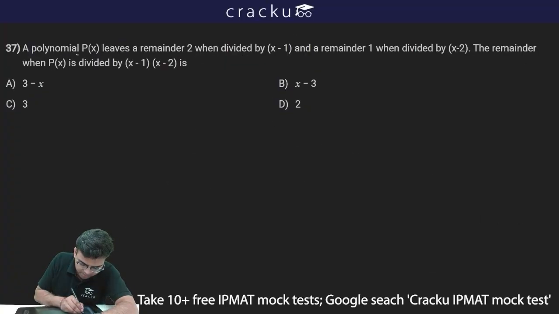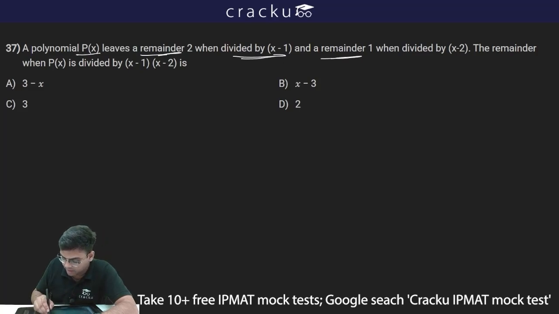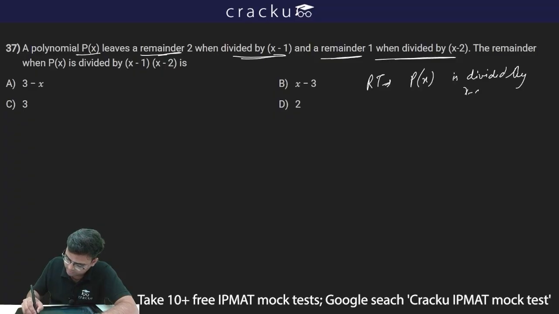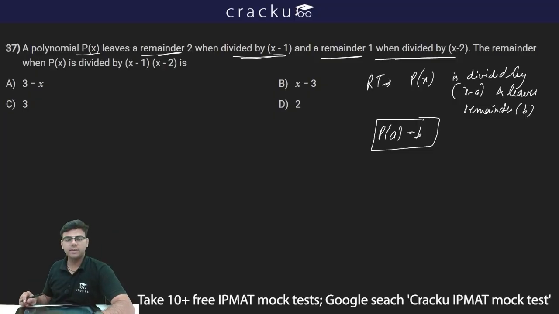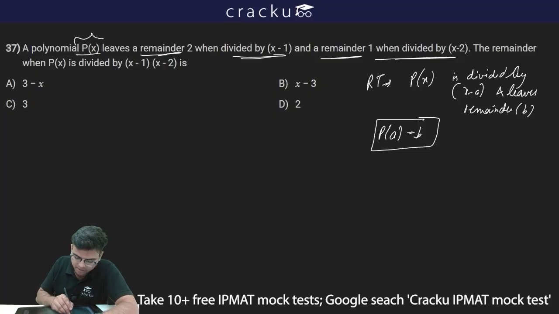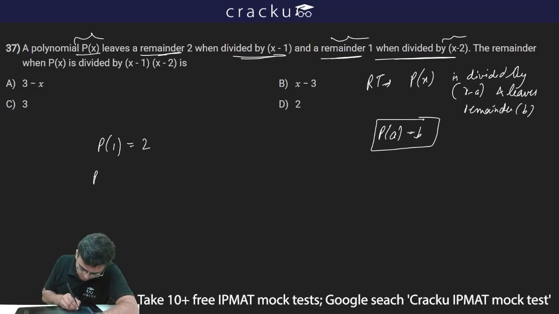Next question is saying a polynomial p(x) leaves a remainder 2 when divided by x minus 1 and a remainder 1 when divided by x minus 2. So first of all, what does the remainder theorem say? If p(x) is divided by x minus a and leaves remainder b, p of a is equal to b. So this means that p of 1 should be equal to 2, and p of 2 should be equal to 1.